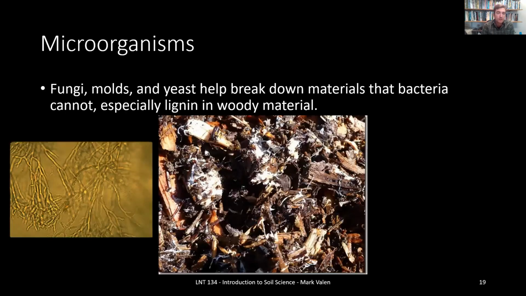And then there are fungi, molds, and yeast that help to break down materials that the bacteria cannot, especially the lignin in the woody material. So if you have a lot of bark and trees, especially thick wood, bacteria doesn't break that down. And so only the fungi can do that. The material in plants is either cellulose or lignin, and lignin in particular is found in woody plants. And if you add a lot of lignin, then you'll have more fungi in your soil.